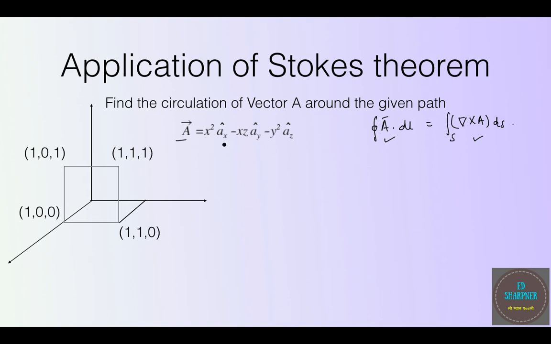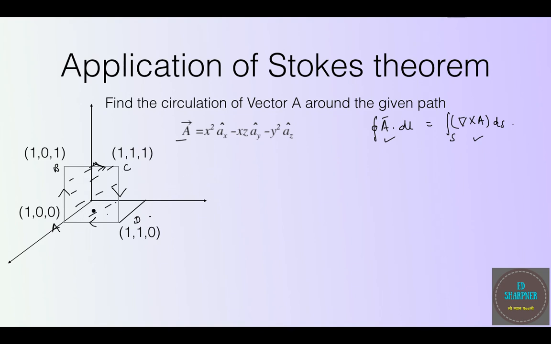The A vector given to us is in the Cartesian coordinate system, and it is x square ax cap minus xz ay cap minus y square az cap. The surface that is given to us is this. As you can see, the surface has the coordinates, let us call them A, B, C and D. Now we need to compute the circulation along this given path. So let us take this direction. You could take even the counterclockwise direction, but I will take the clockwise direction. I will tell you what happens if you change the direction.